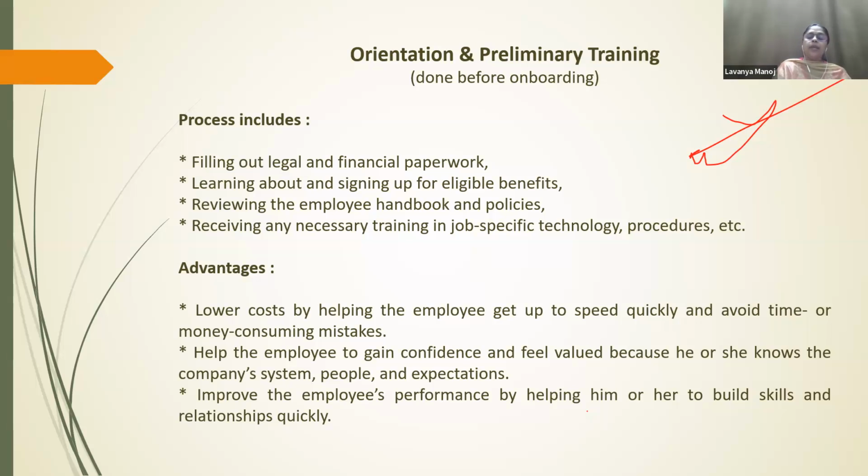And reviewing the employee handbook and policies. Most of the corporate companies give a policy handbook, or SOP books, printed SOPs, system of procedure, to their employees, to make them understand how the company works, how the organization works, who is who. Then receiving any necessary training in job specific technology procedures. If it is required, the person may be put into a particular training process.